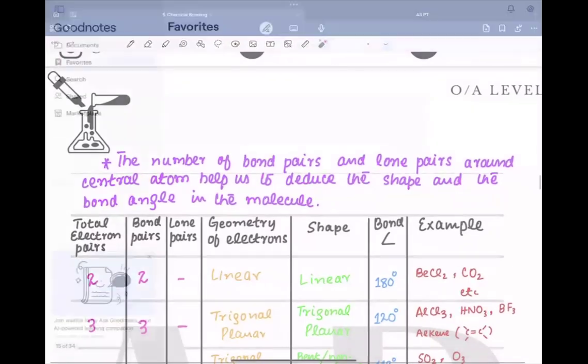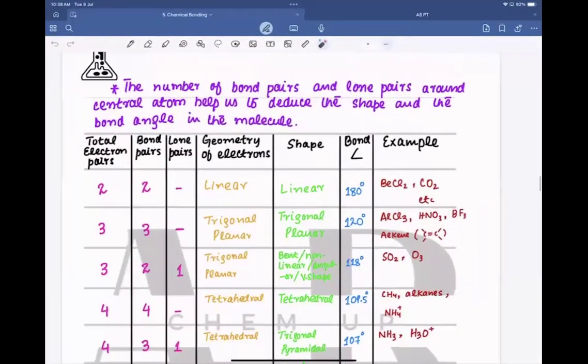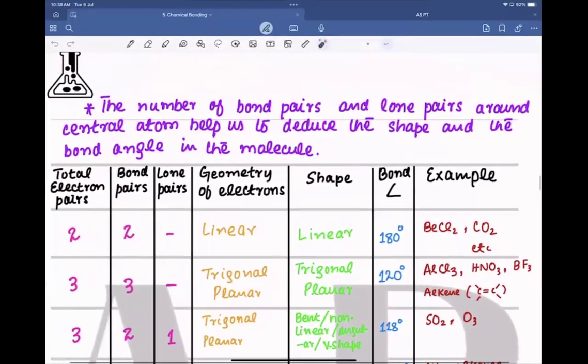Okay. Now, we are done with this third case. Three pairs of electrons. Out of these three, two are bond pairs, one is a lone pair. The electron geometry is trigonal planar, and the shape we call either bent, non-linear, angular, or V shape. Bent, this one. Bond angle is 118 degrees. And the examples of the molecules are SO2 and ozone, which we discussed in the last class.